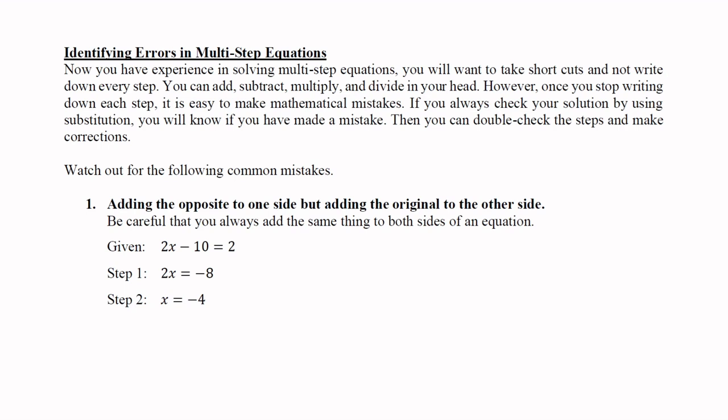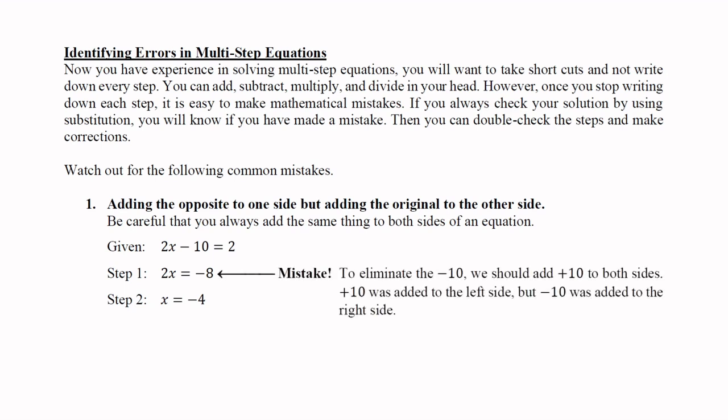The first is adding the opposite to one side, but adding the original to the other side. So in this particular example here, we are given 2x minus 10 equals 2. To get rid of that minus 10, we need to add 10 to each side. Well, the mistake that was made here is that we added 10 to the left side, but we subtracted 10 to the right side, and that gave us the incorrect solution.